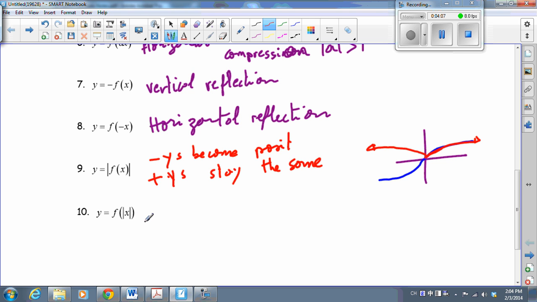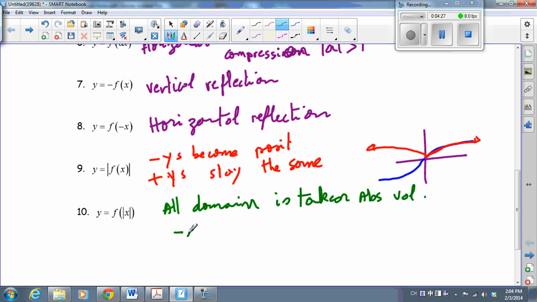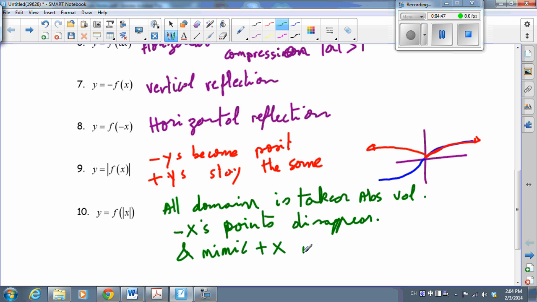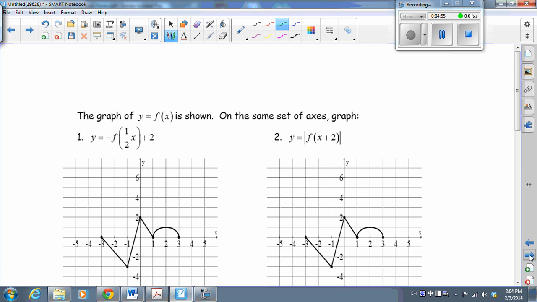Alright, for f of absolute value of x, this is slightly different. Here I would say all domain is taken absolute value. Since all domain is taking absolute values, negative x's points disappear. Negative x points disappear and mimic positive x points. Alright, let's go ahead and go on to the next page and see what we get.